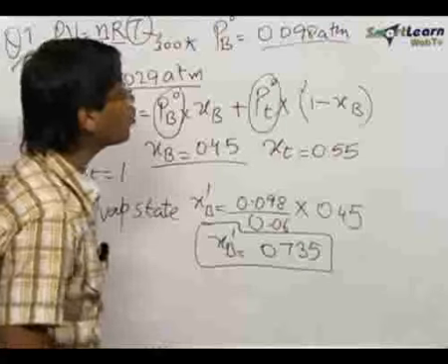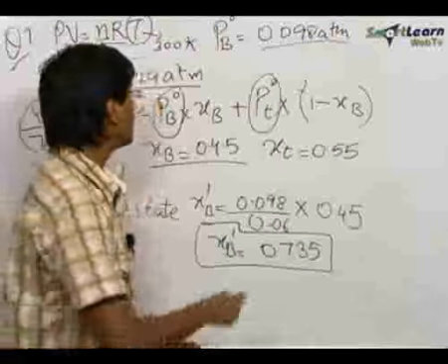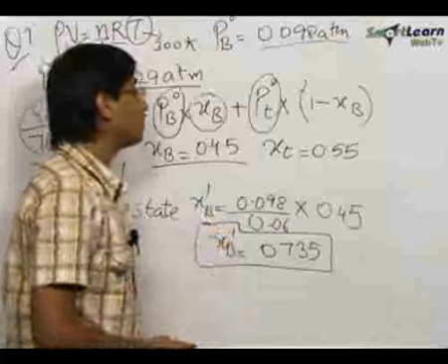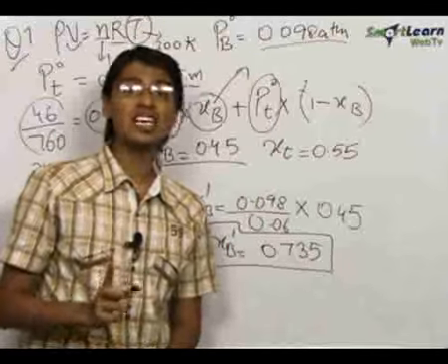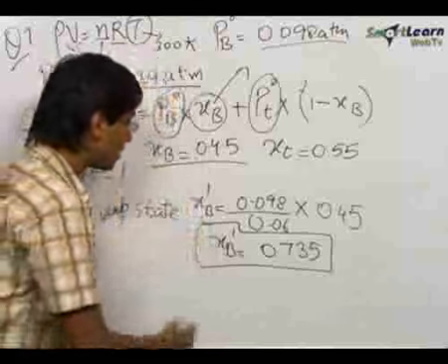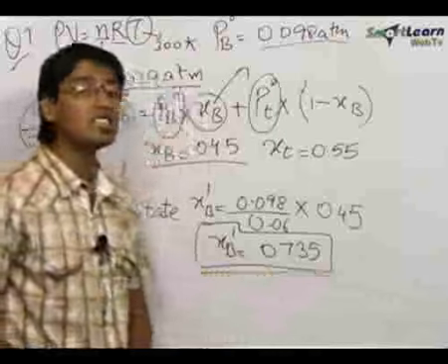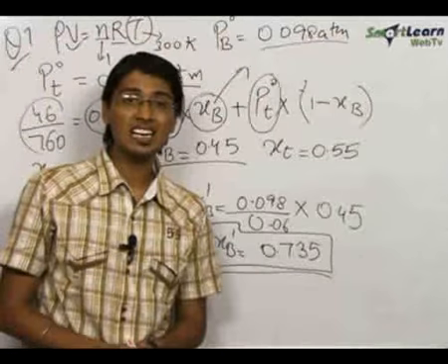Hence, an important thing to note in this problem is that for using this formula we have to be very careful, because these are the mole fractions of benzene and toluene in the liquid state and not in the vapor state. Hence our final answer for the mole fraction of benzene in the vapor state is 0.735, and that is our final answer.